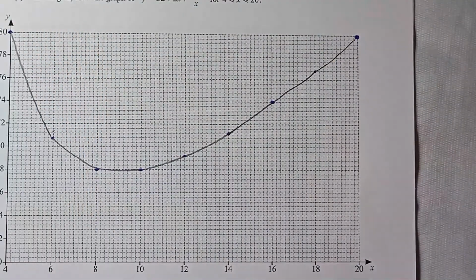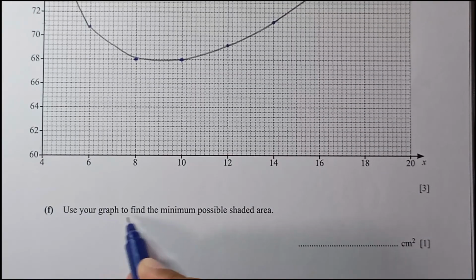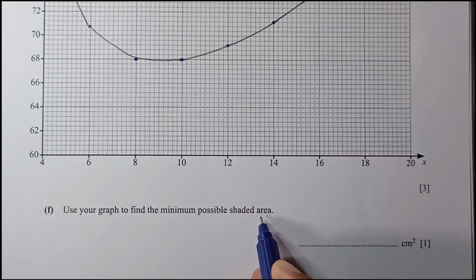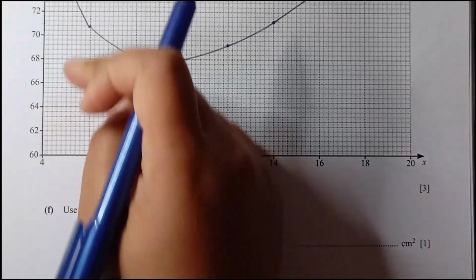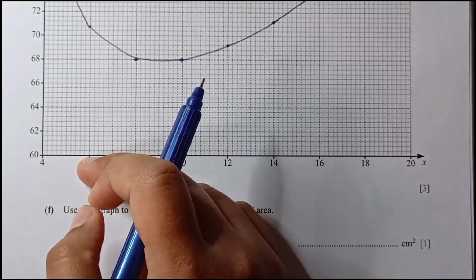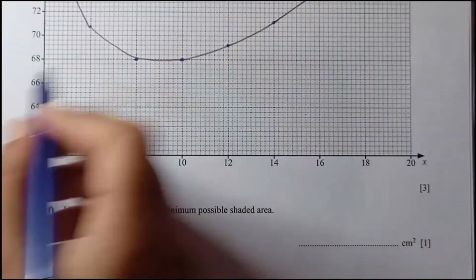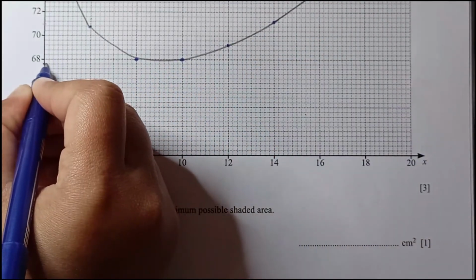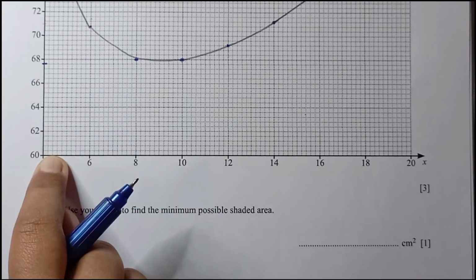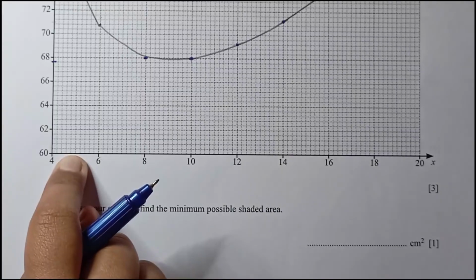Okay, so that's the curve of the given function. Now for part F, use your graph to find the minimum possible shaded area. The minimum possible shaded area means the area below. We can see the lower point of this curve is 68. So we need to find the area from this point to below, because it's minimum, so we need to find it for the below.